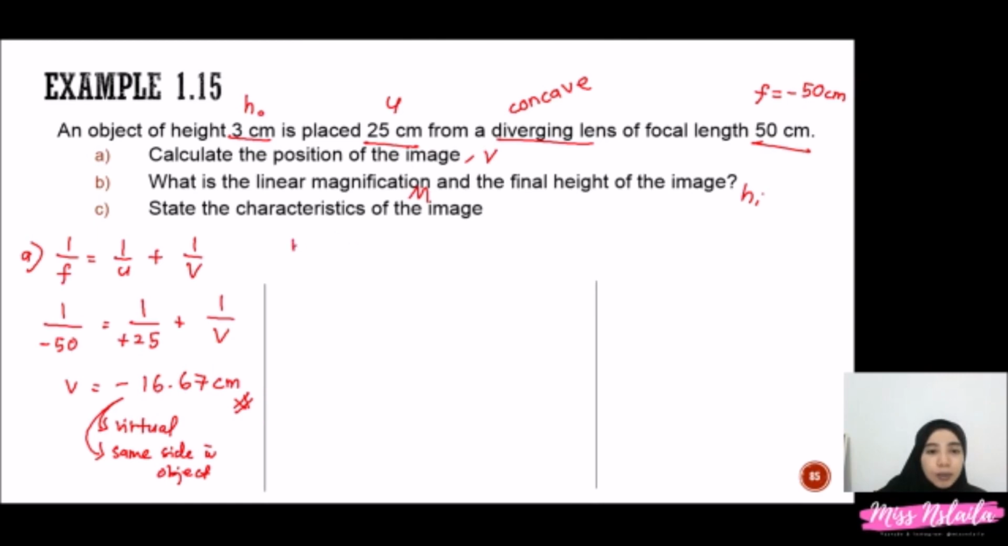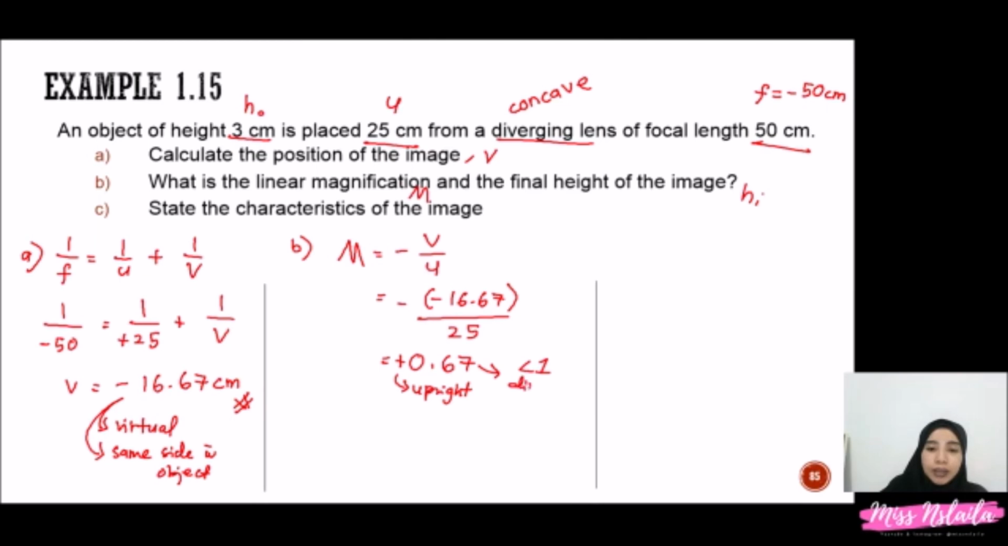So negative means the image is virtual and formed on the same side as the object. Okay, next, what is the linear magnification? So let's use M equals negative V over U. So negative V is negative 16.67 divided by U, which is 25, then you will get positive 0.67. This shows that the image is upright, and since 0.67 is less than 1, it's diminished.